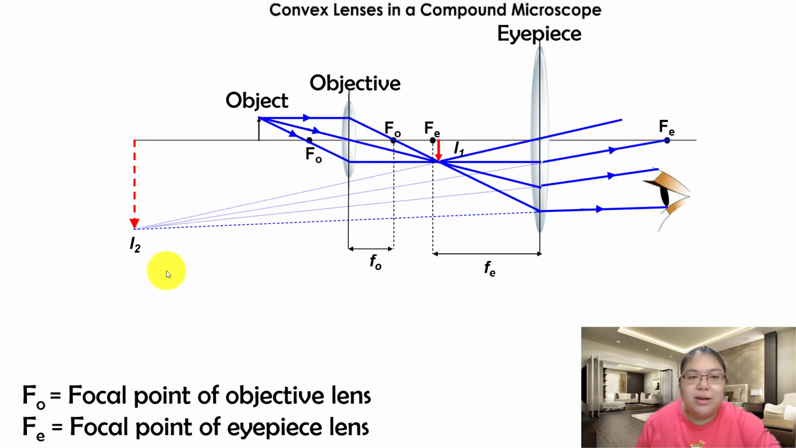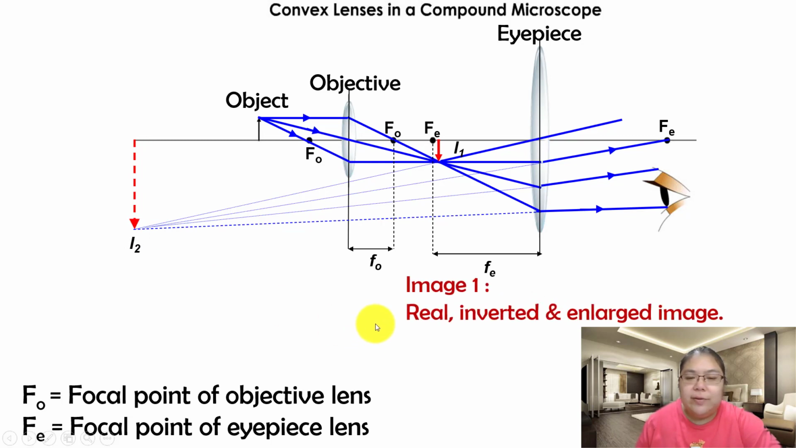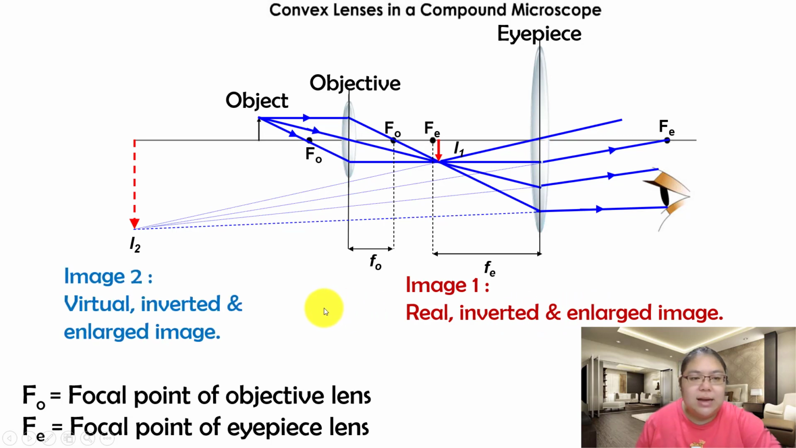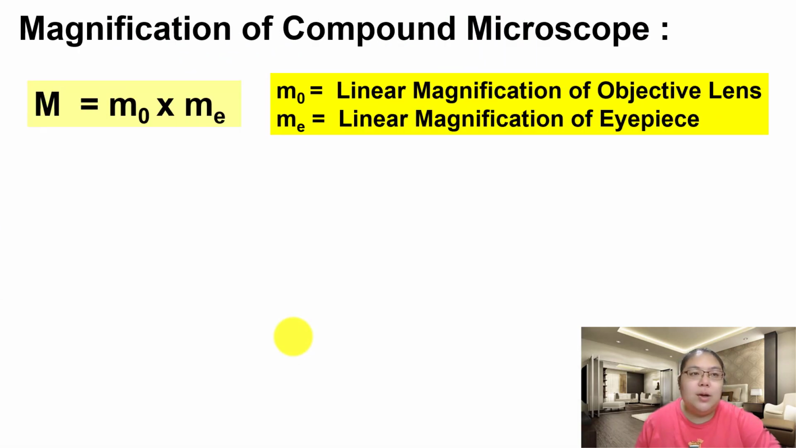Okay, now we show the characteristics. First image: real, inverted and also magnified. Then the second image: virtual, inverted and also magnified. So these are the characteristics for the 2 images. Okay, then we finish the ray diagram.